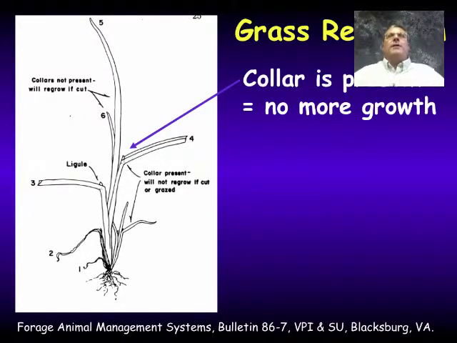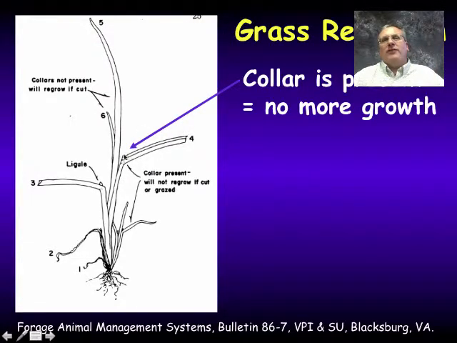This is a nice diagram, and this is from a publication by Dr. Blaser. And Dr. Blaser was a forage scientist at Virginia Tech many years ago. And these diagrams are still very much applicable. And this is actually a grass tiller, so that's one piece of a total grass plant. And what I want you to see is this structure called the collar on the leaf. This collar right here on the leaf of the plant is, when that's showing, that means this leaf blade right here, number 4, is not going to regrow anymore.